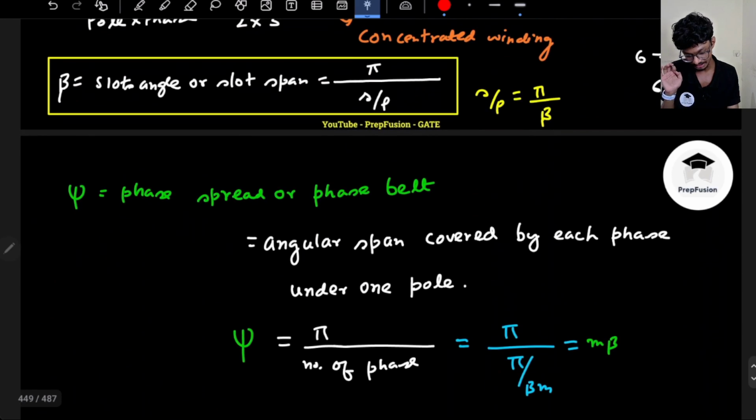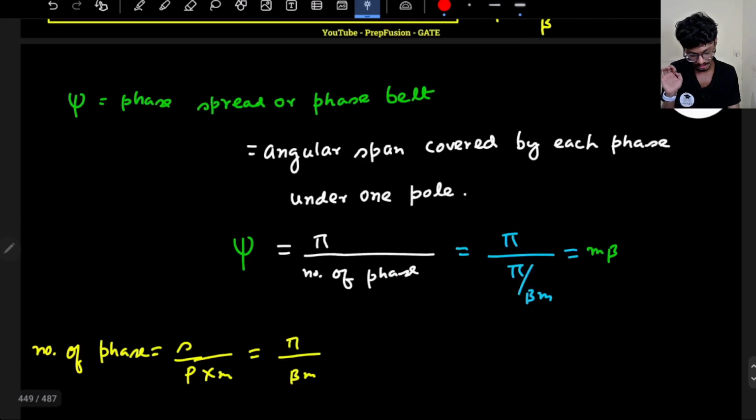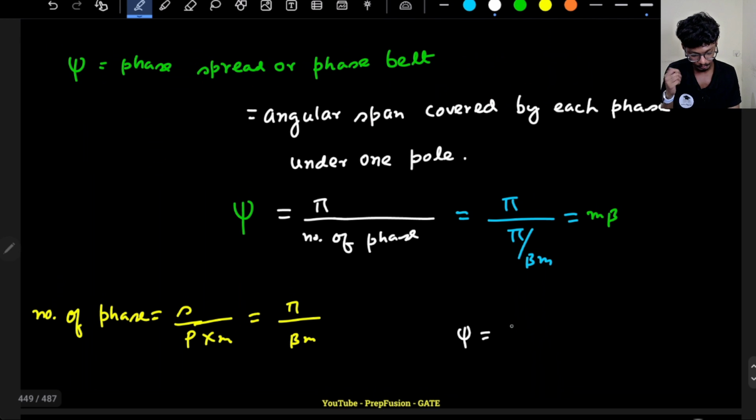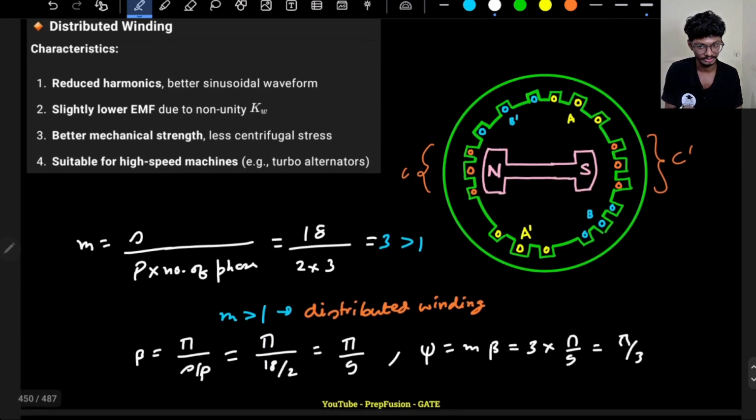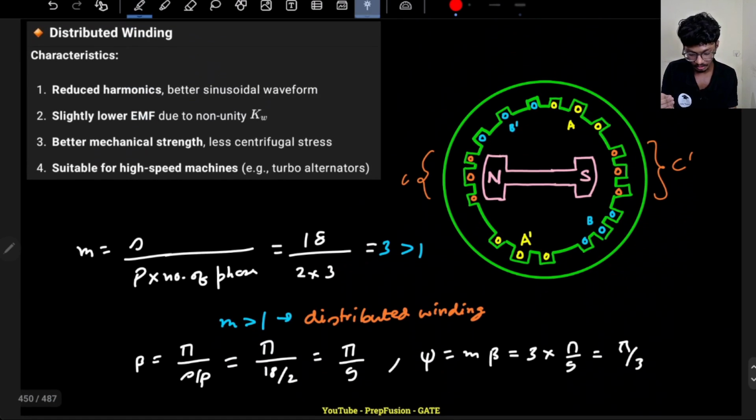m beta, beta we have just derived, that is pi by t. So m beta will be, in this example, m is 1 into pi by 3, this will be pi by 3. Here also it is pi by 3. So phase spread will not change, but I hope you are now observing how it is distributed, because all the turns are distributed. Now it is clear. Don't worry, everything will be clear slowly as you study the subject.